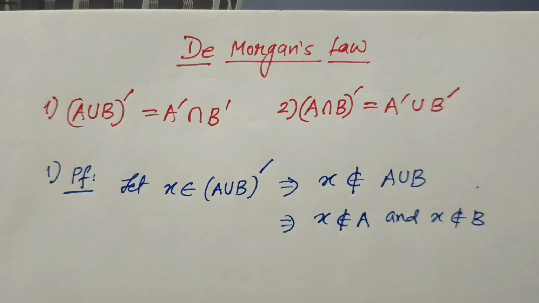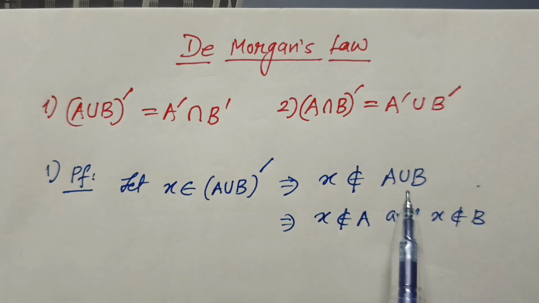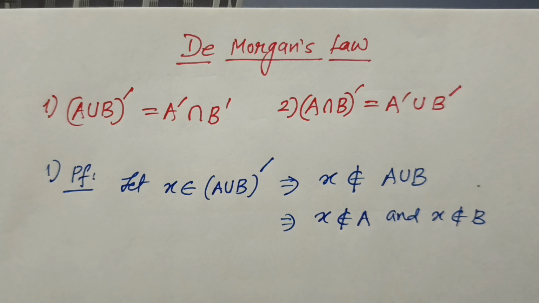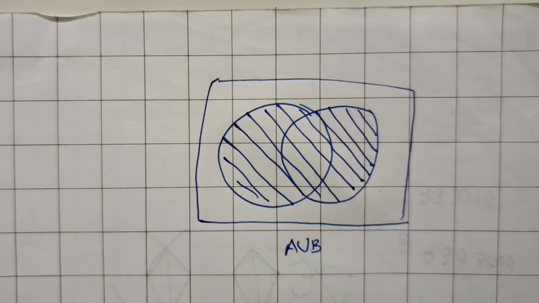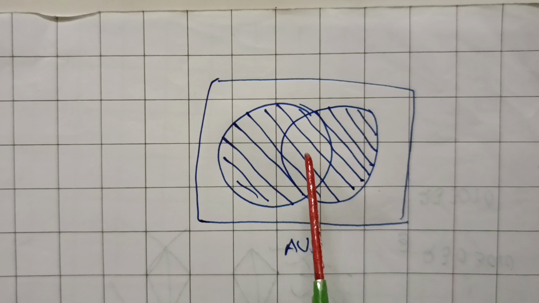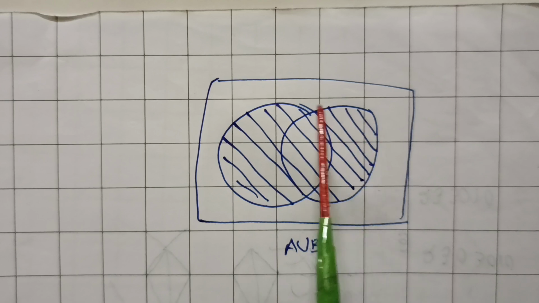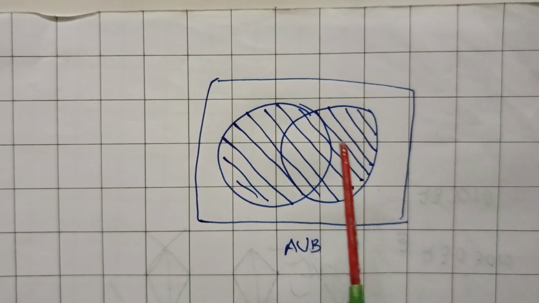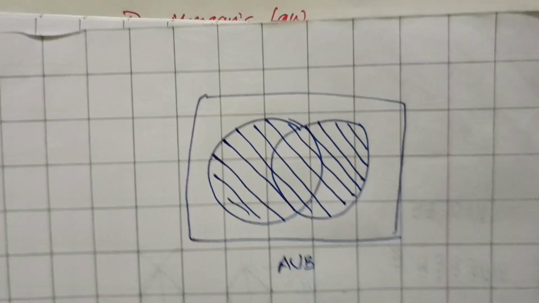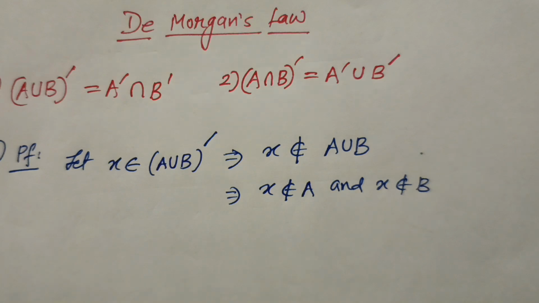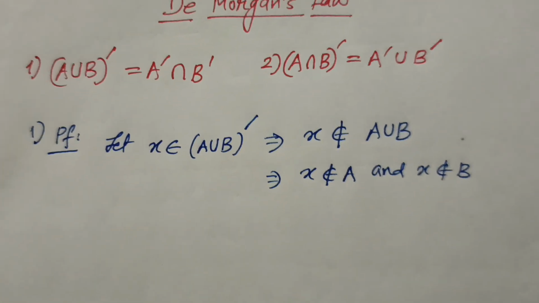Here you may think that usually with union "or" is associated. How come we are writing "and" in place of union? Let us look at the Venn diagram. This A union B means this shaded region. And when X does not belong to this shaded region, definitely X is neither in A nor in B. So that is why we are using the word "and" in place of X does not belong.